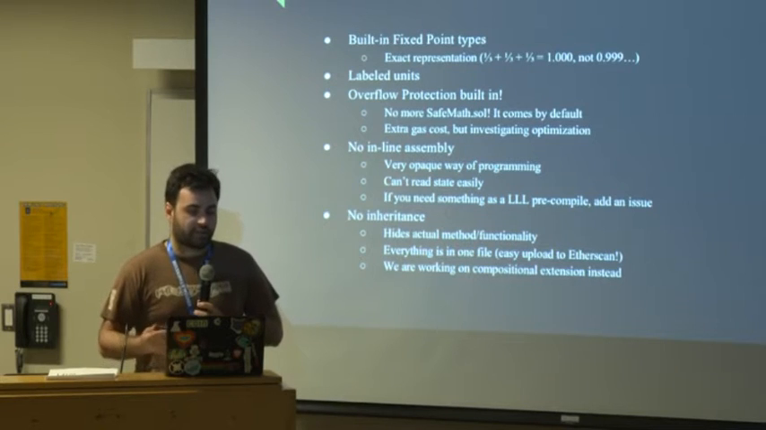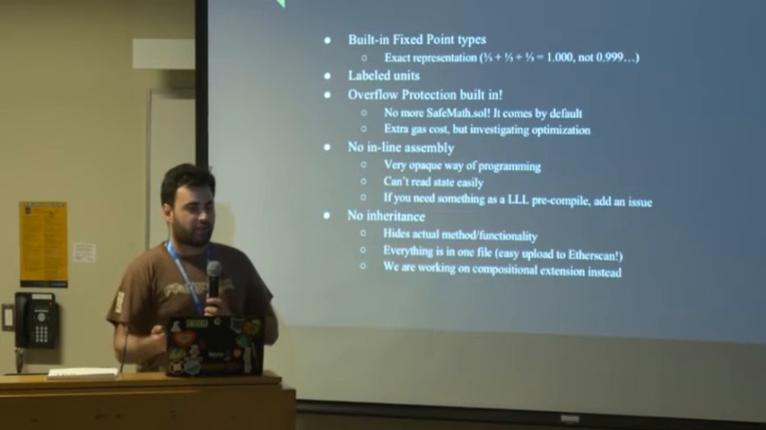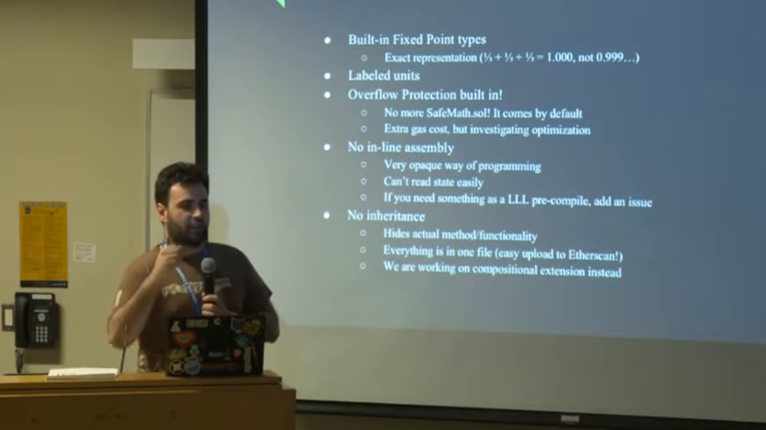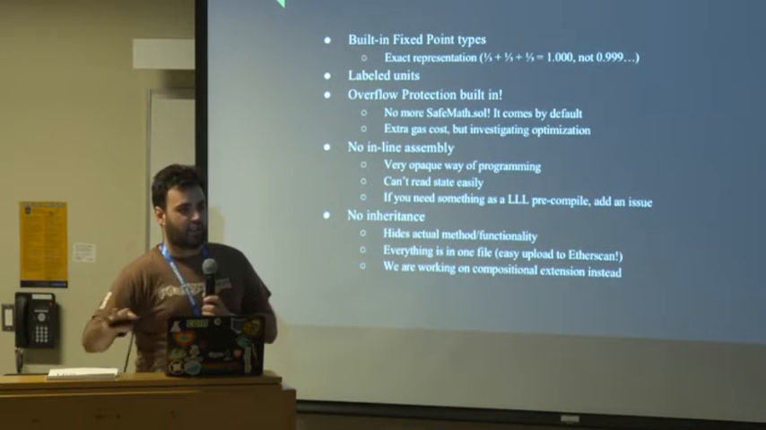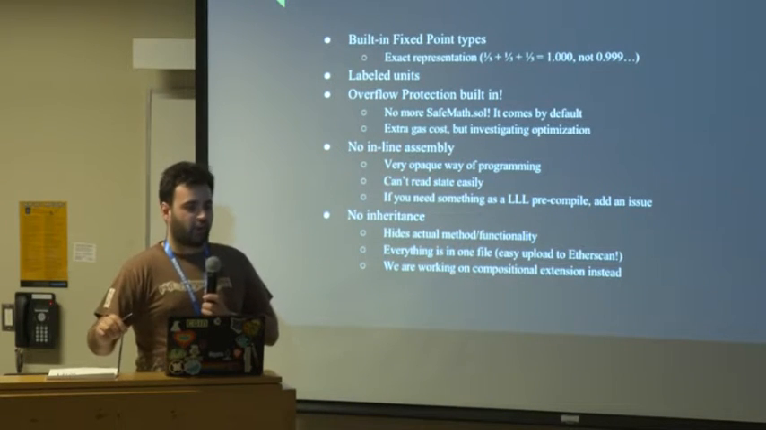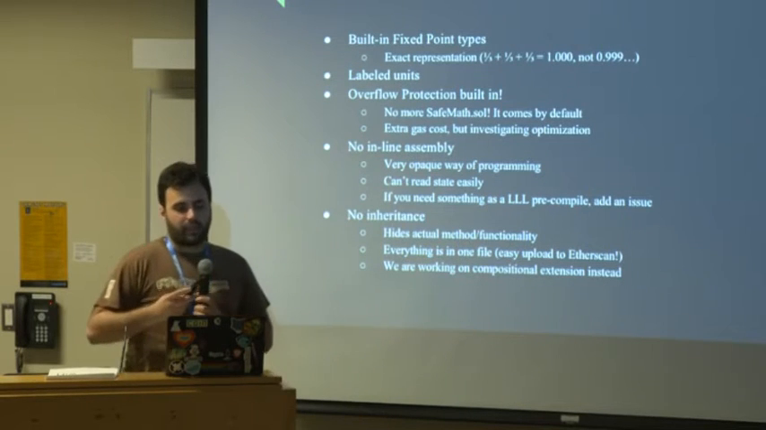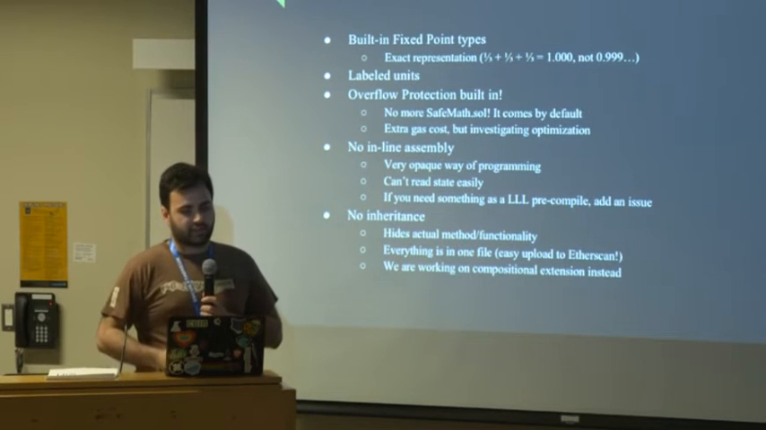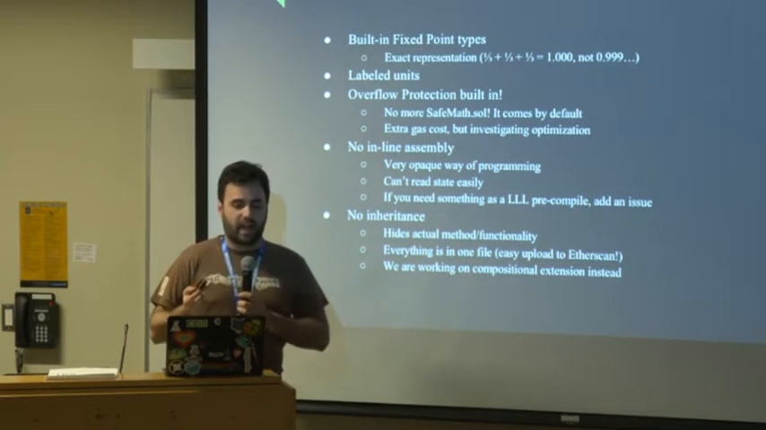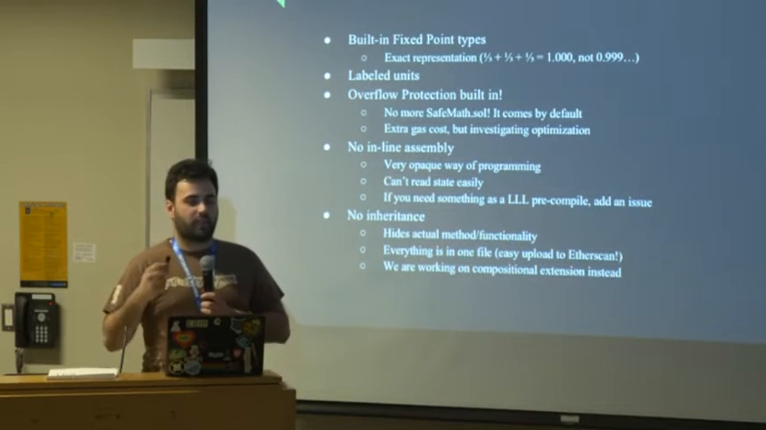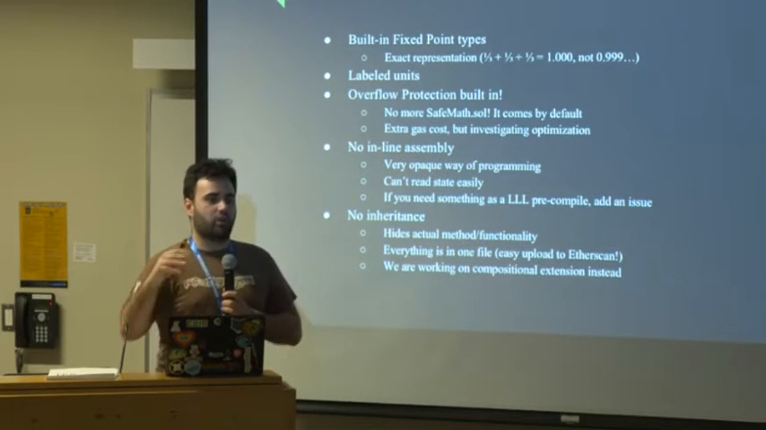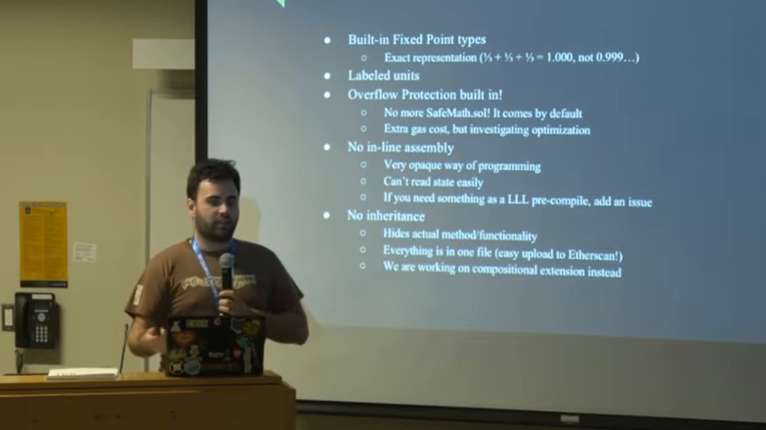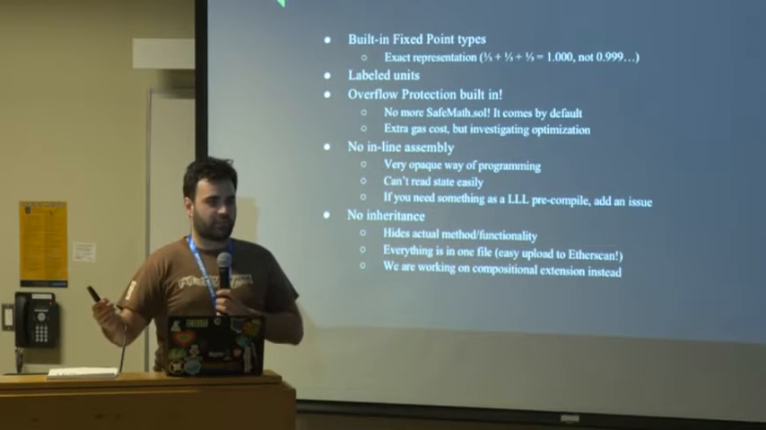We don't allow inheritance. Namespace pollution can create a lot of problems when understanding your contract, and it also kind of hides and isolates different functionality among different files, which is hard to follow in an audit scenario. This also means everything is in one file, so you can upload to Etherscan just as it is, and that's pretty cool. We're exploring composition as an extensional approach, basically creating specific types you can load in that you know what they do, and you know how they interact, so you don't run into a scenario where you're overloading a specific class, and then you've broken something by overloading.